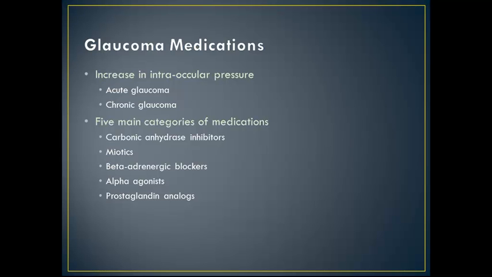There are five main categories of medications that treat glaucoma. The first one is carbonic anhydrase inhibitors, then miotics, beta blockers, alpha agonists, and prostaglandin analogs. The most common are beta blockers and prostaglandin analogs.